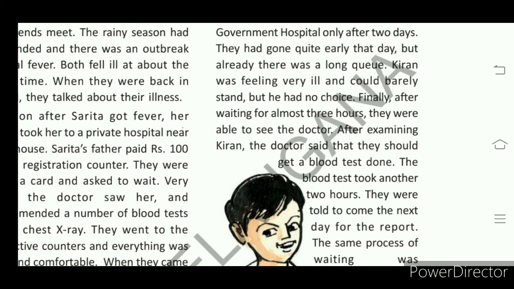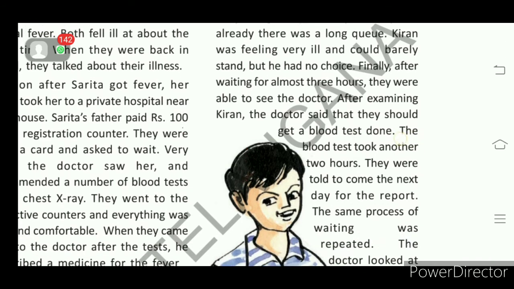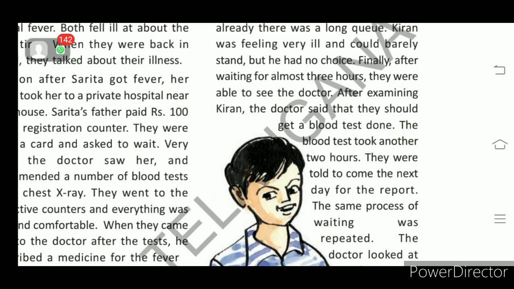Finally, after waiting for a long time, they had waited there 3 hours. After that, they could reach the doctor. After the doctor examined Kiran, the doctor said that they should go for a blood test. After long hours of waiting, near about 3 hours in a line, they reached the doctor, and the doctor suggested a blood test.